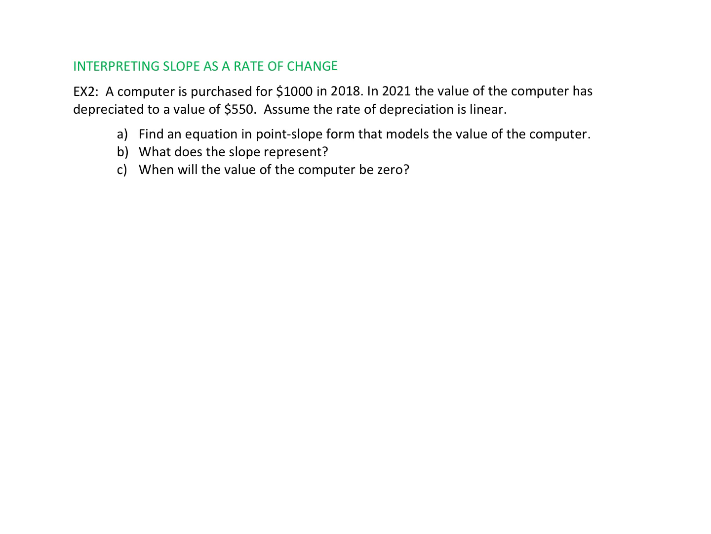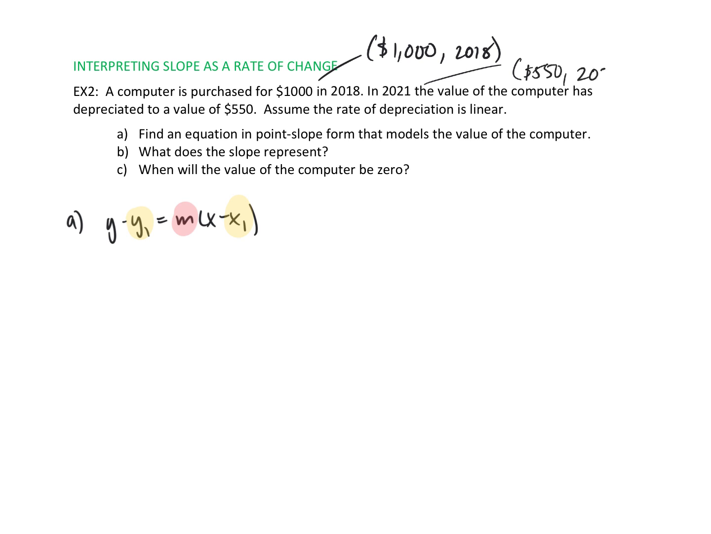So for A, we need to find an equation, and we're given point slope form. So that is y minus y sub 1 equals m times x minus x sub 1. And again, what do we need to fill this out? We need a slope and a point. What are we given? Well, we're given two pairs here. We're given the pair of $1,000 paired with 2018, and then the other pair of $550 paired with 2021.